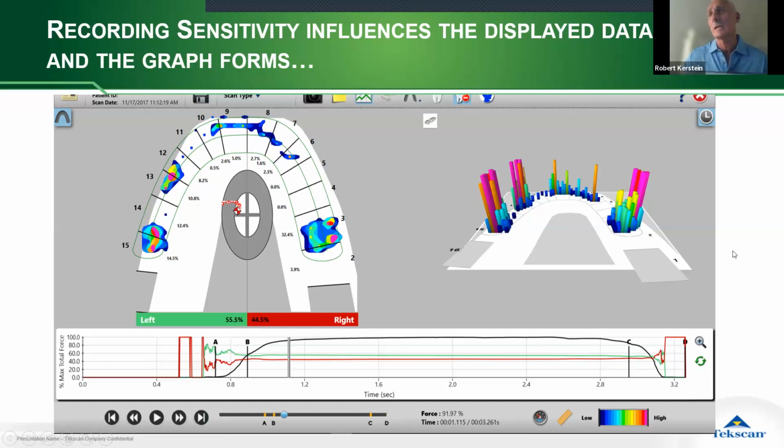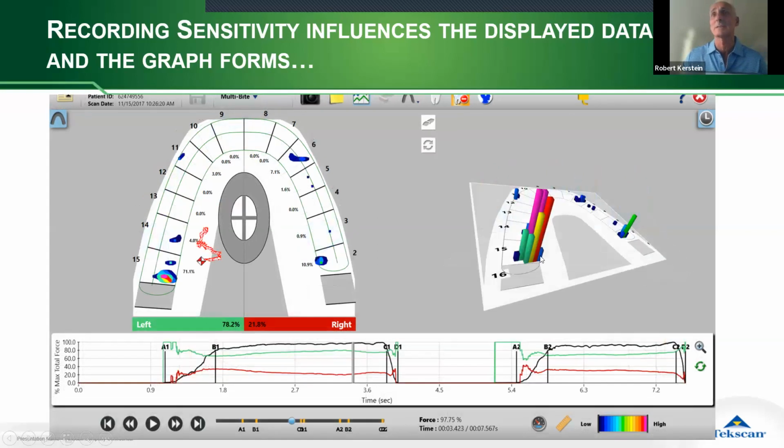Now, if we use the same patient and we correct the sensitivity to where there's only 2 pinks, look at the balance now. It's 21 to 78. Right? And look at the graph lines. They're not perfect anymore. There's a lot of wobbling in the patient's ability to close. They struggle to bite down. They slow down here. They squeeze. When they squeeze, they waver.